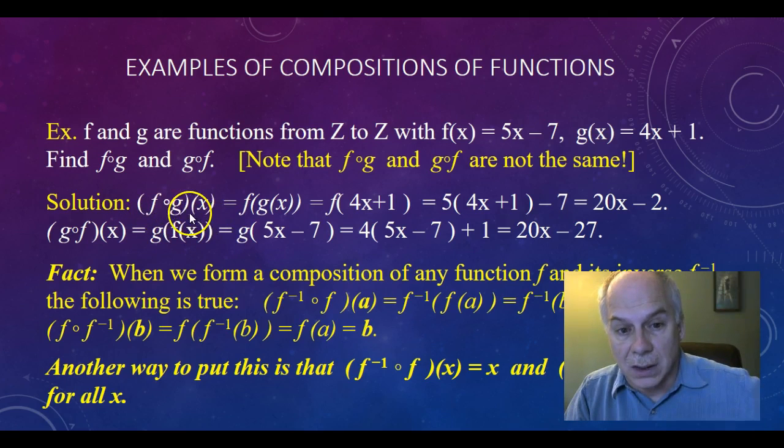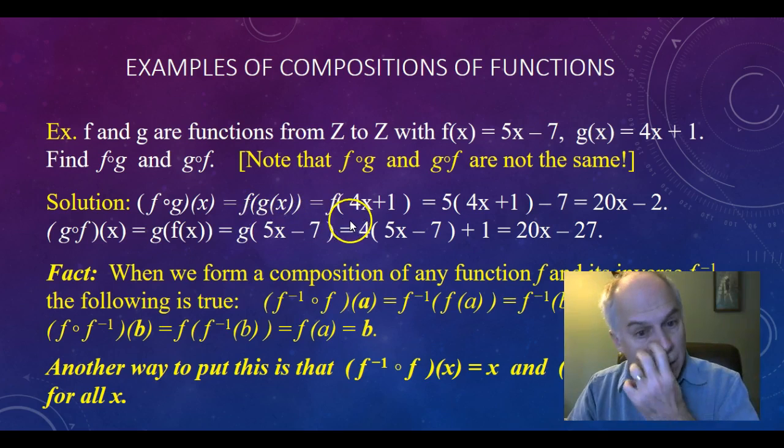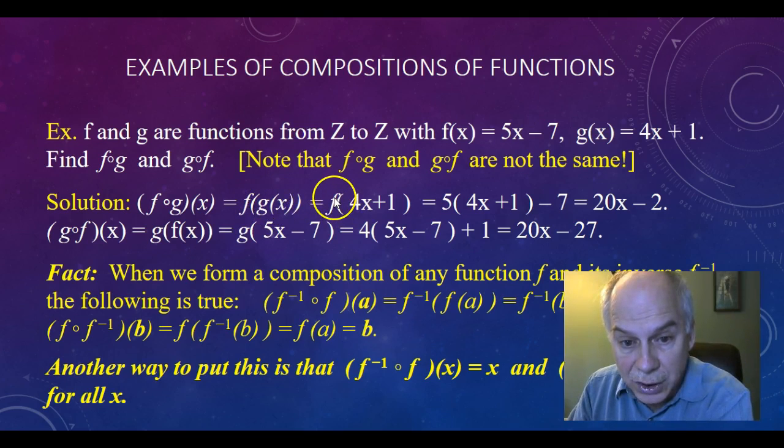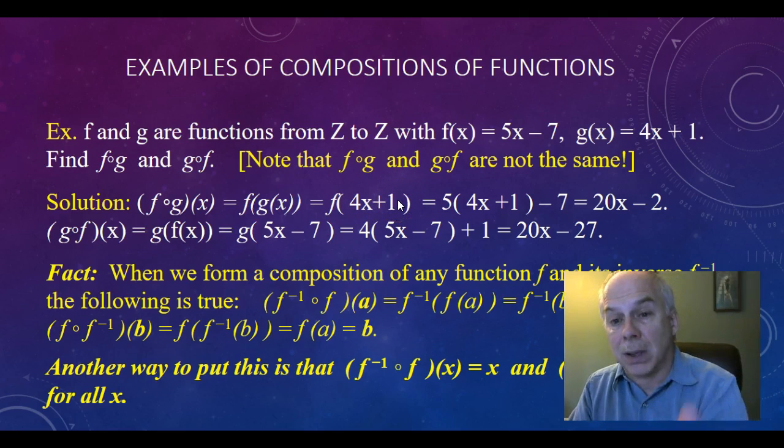So the composition f composite g of x would be f of g of x. So what we're going to do first is put g of x into the function f. So I wrote down what g of x was, 4x plus 1, that's right here. And then I plugged it in to the function f.